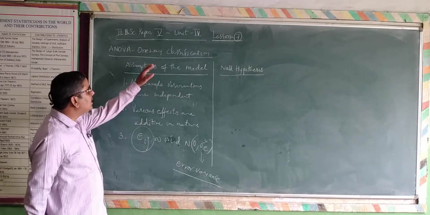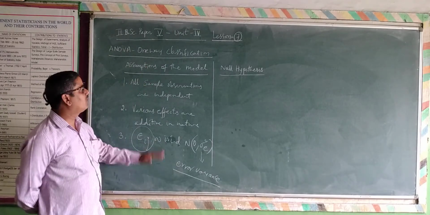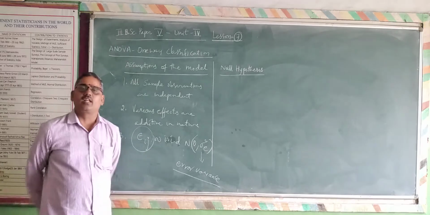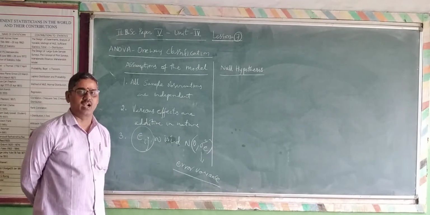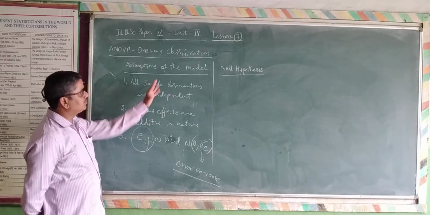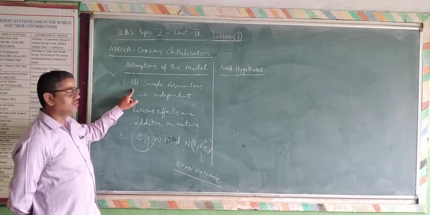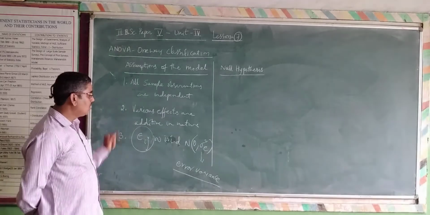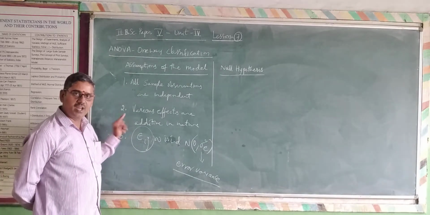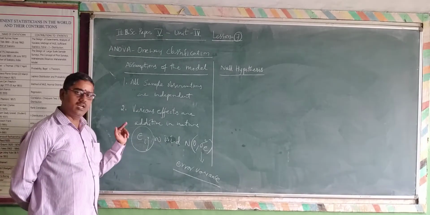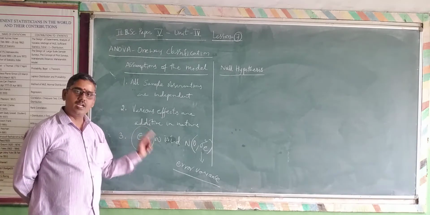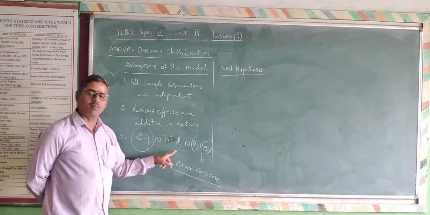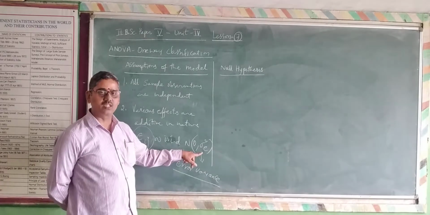So these are the three assumptions we make in the construction of one-way classified data. First one, all sample observations Yij are independent. Second one, various effects are additive in nature. And third one, epsilon ij follows IID, independently and identically distributed normally with mean 0 and variance sigma square e.